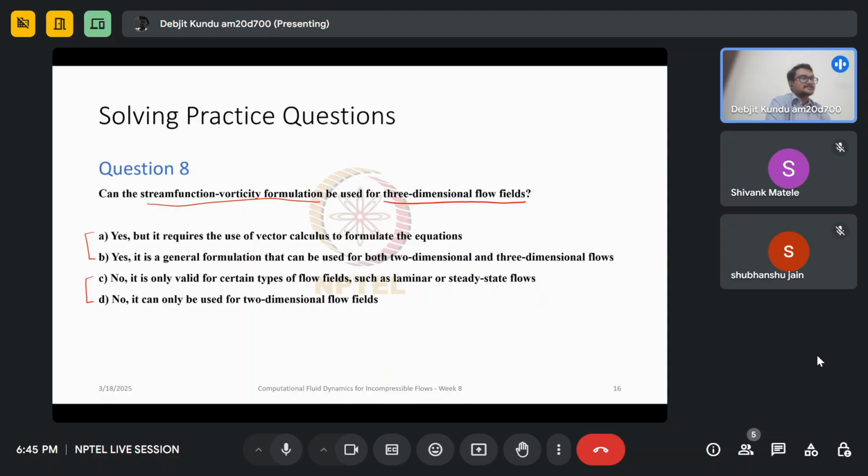Option A is yes, but it requires the use of vector calculus to formulate the equations. We already have one response in favor of this. Option B says yes. It is a general formulation that can be used for both two-dimensional and three-dimensional flows. Option C says no. It is only valid for certain types of flow fields, such as laminar or steady-state flows. And option D says no. It can only be used for two-dimensional flow fields.